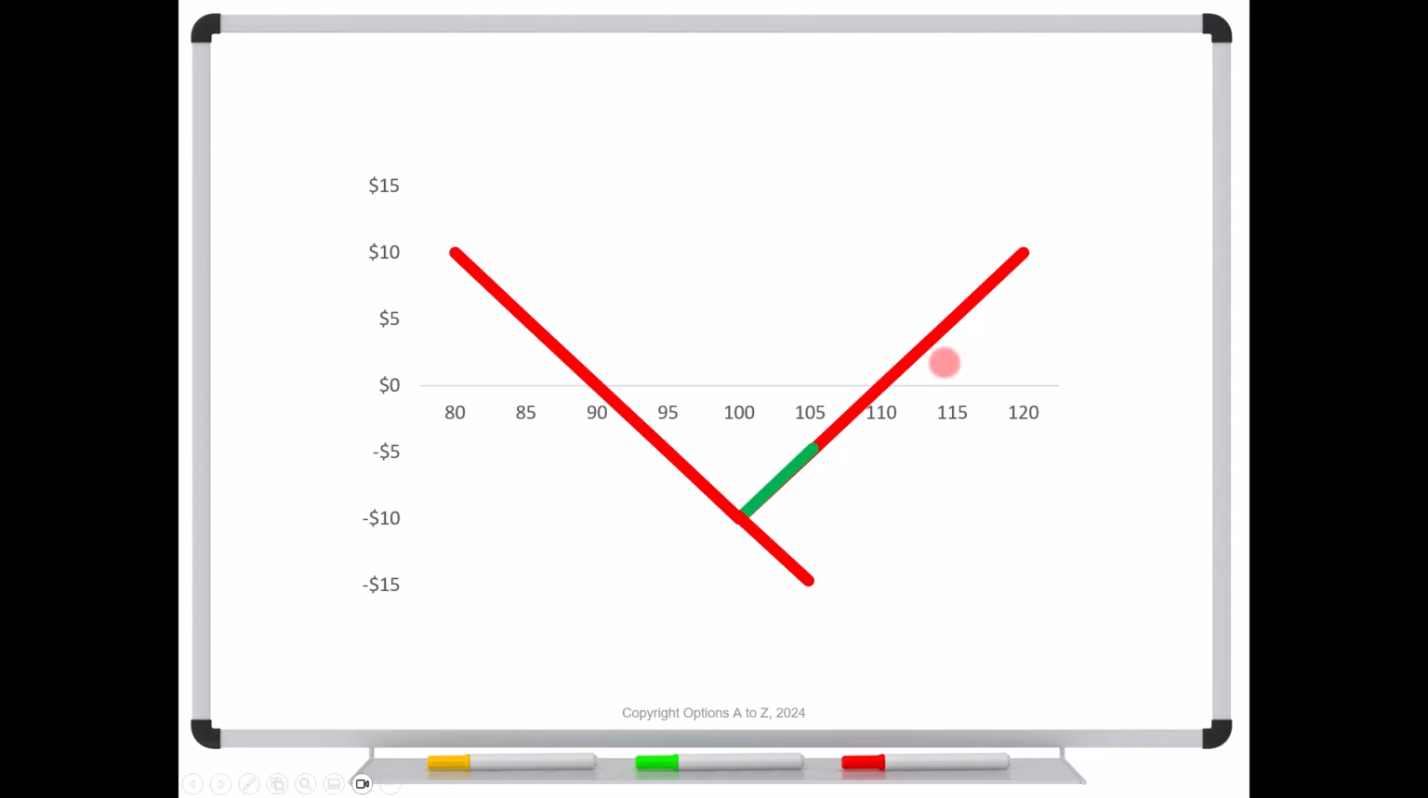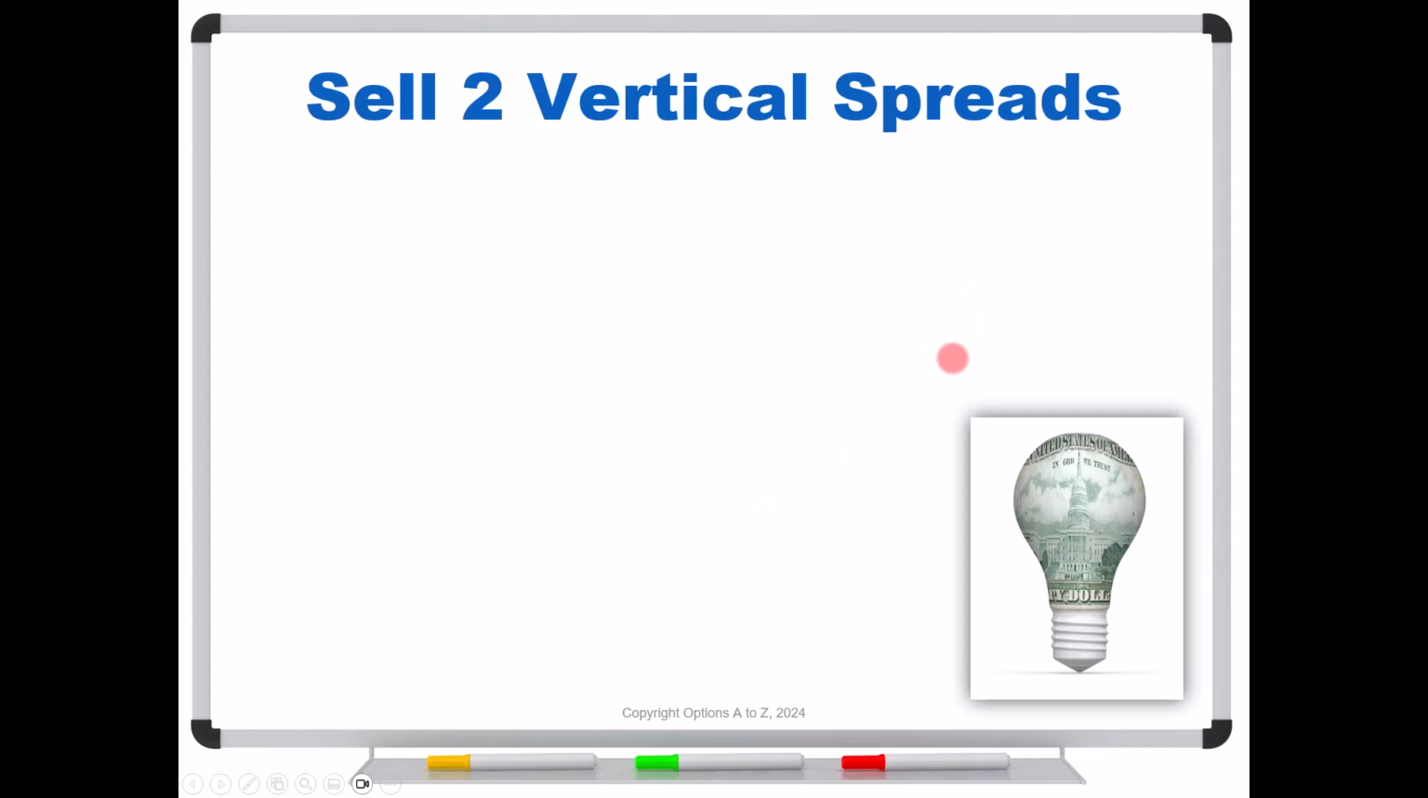So now, how do we shift this higher? Well, as I mentioned before, it's by selling 2 verticals. You're going to generate a credit from the sale. So if we sell 2 100, 105 verticals, yes, it creates a $5 liability for the reasons we just saw.